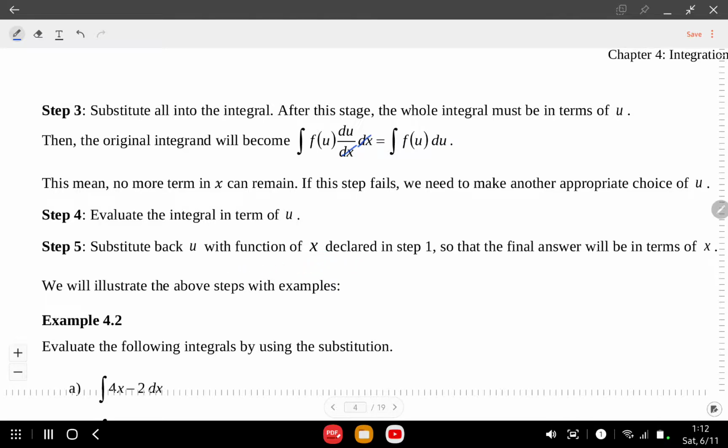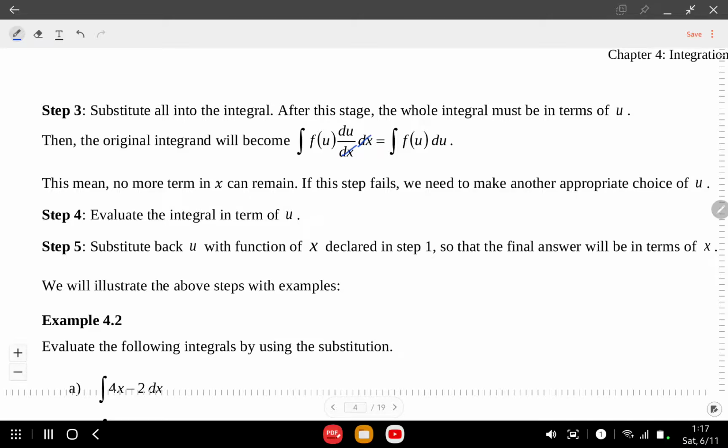So maksudnya overall summary dia macam ni. The first step is, you are given an integration question in which the function is in terms of x. So you need to choose what is your substitution, which is u. You all kena pilih u tu nak ambil sebahagian term dalam function yang diberi tu, and then you need to differentiate your u, so you will get du over dx.